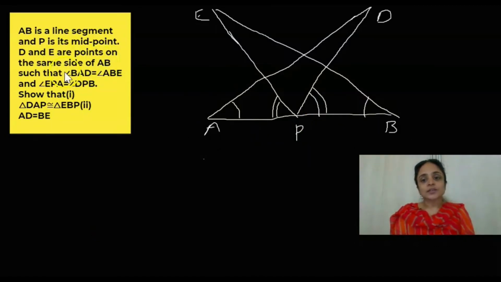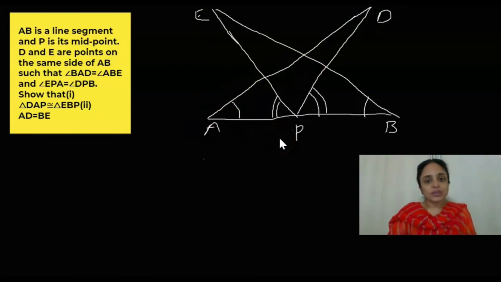D and E are points on the side of AB such that angle BAD is equal to angle ABE and angle EPA, that is this angle EPA, this angle is equal to angle DPB, that is this angle. Okay. Now you have to show that this triangle DAP is congruent to triangle EBP and AD, this AD is equal to this BE. Okay. So what we will do is first we will prove that triangle DAP is congruent to triangle EBP.